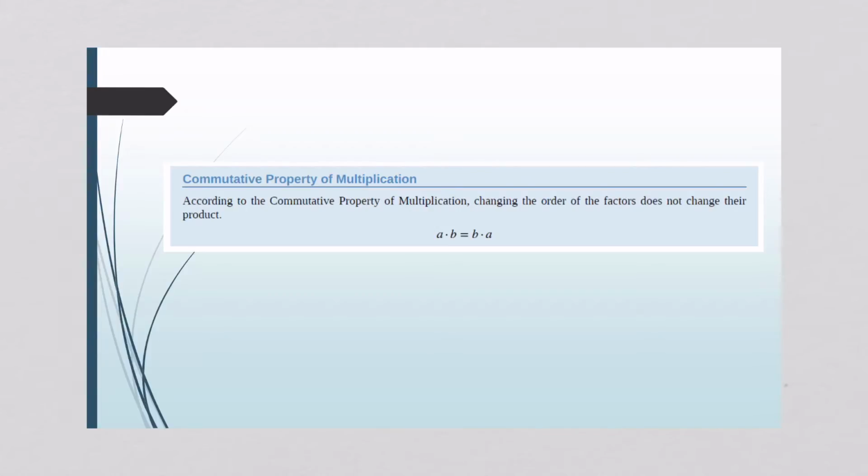This is our commutative property. This says that if we change the order of how we multiply, it doesn't matter. 3 times 7 is the same thing as 7 times 3. Order doesn't matter. It's still the same result whenever you multiply.